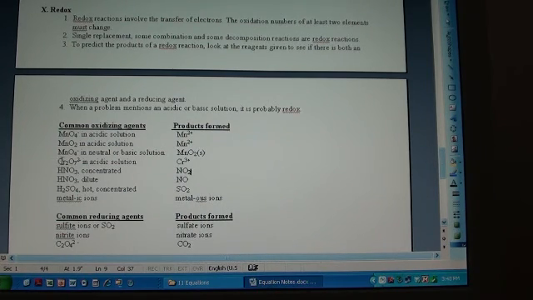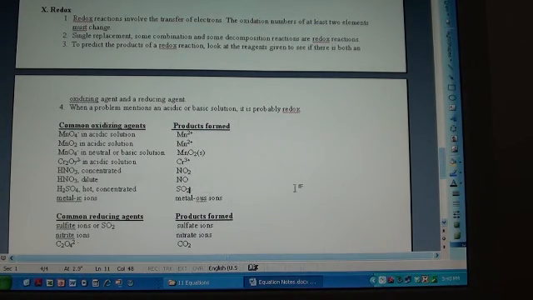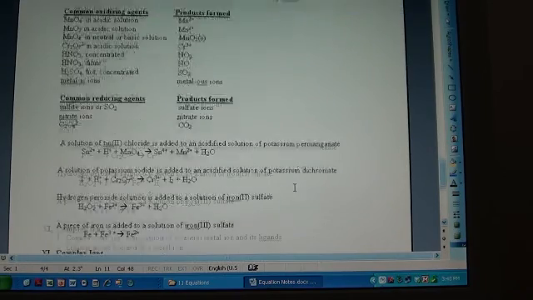The one that you already saw in your Thanksgiving reaction set was the dichromate. It goes from a +6 to a +3. These are not quite as prevalent, but you may see them sometimes.